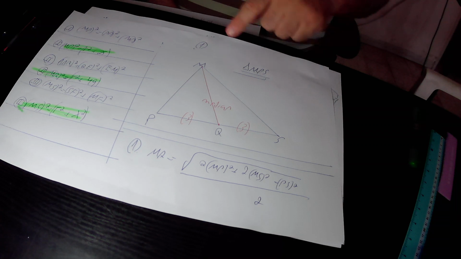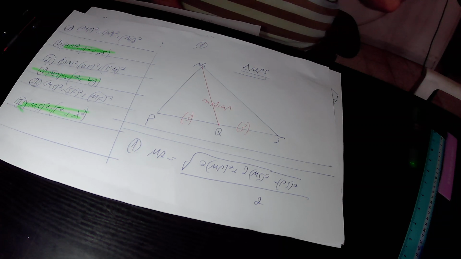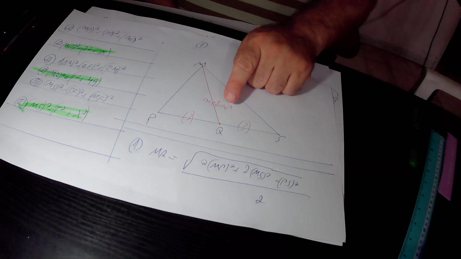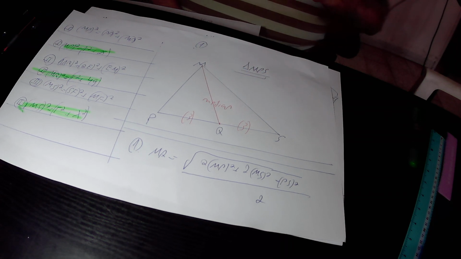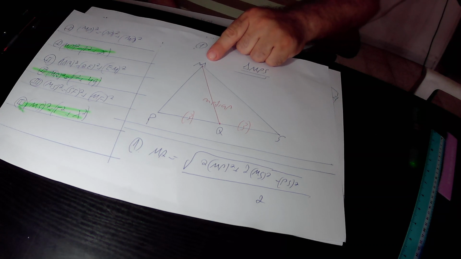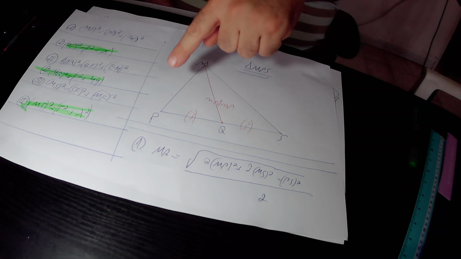MQ, line segment MQ, is defined as the median of this triangle MPS. And the definition of a median is the line segment that connects the vertex of the triangle with the midpoint of the opposite side. Here the vertex is M, the median MQ connects the vertex M to point Q, that is the midpoint of PS.